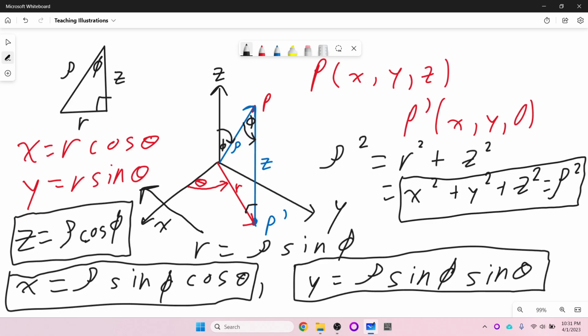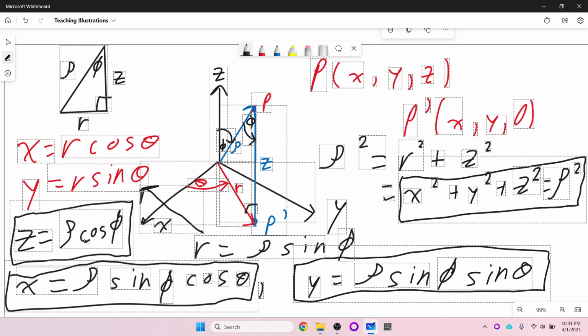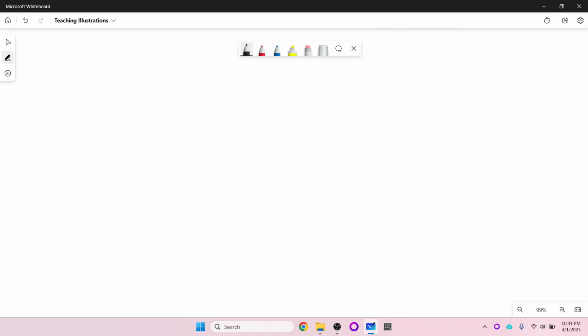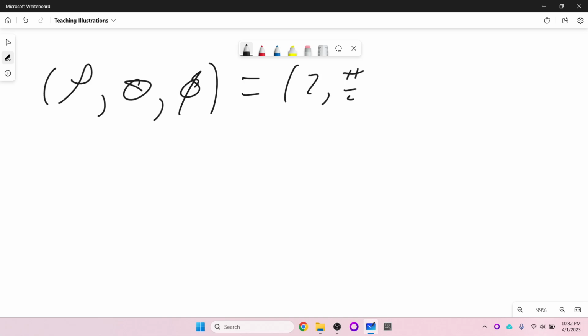Now, there's one other issue, but we'll save that for next. Let's do some conversions first before we go on to that. So, let's do a couple examples here. Rho, theta, phi is 2, pi fourths, pi thirds. Let's try to change those into x, y, z. How would we do that?